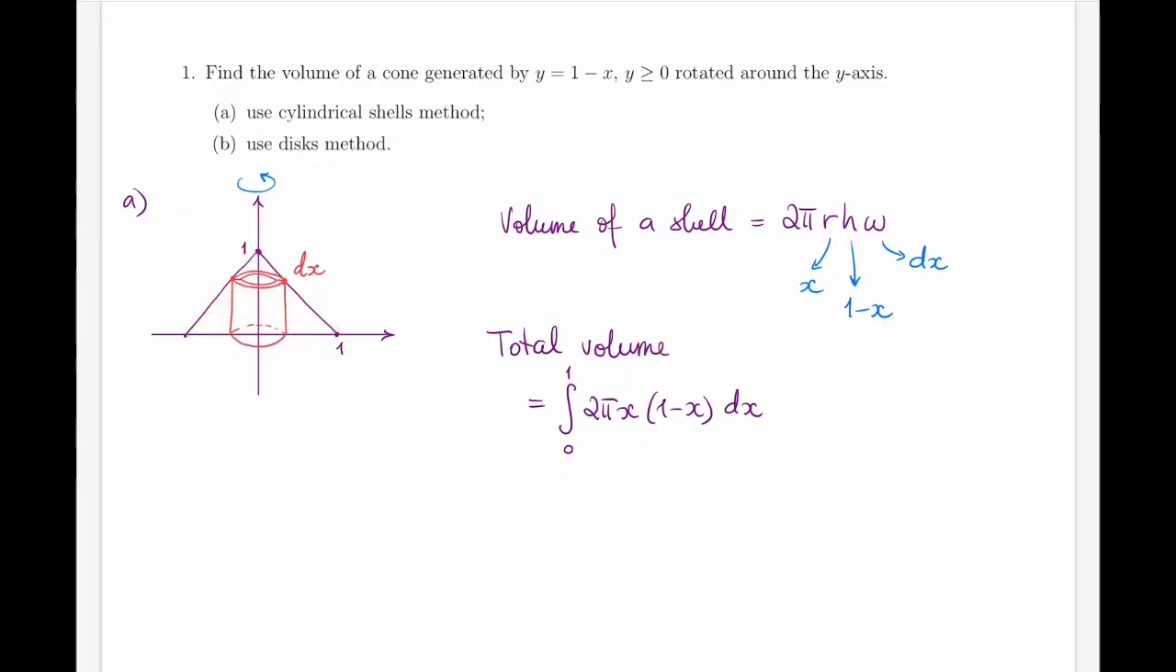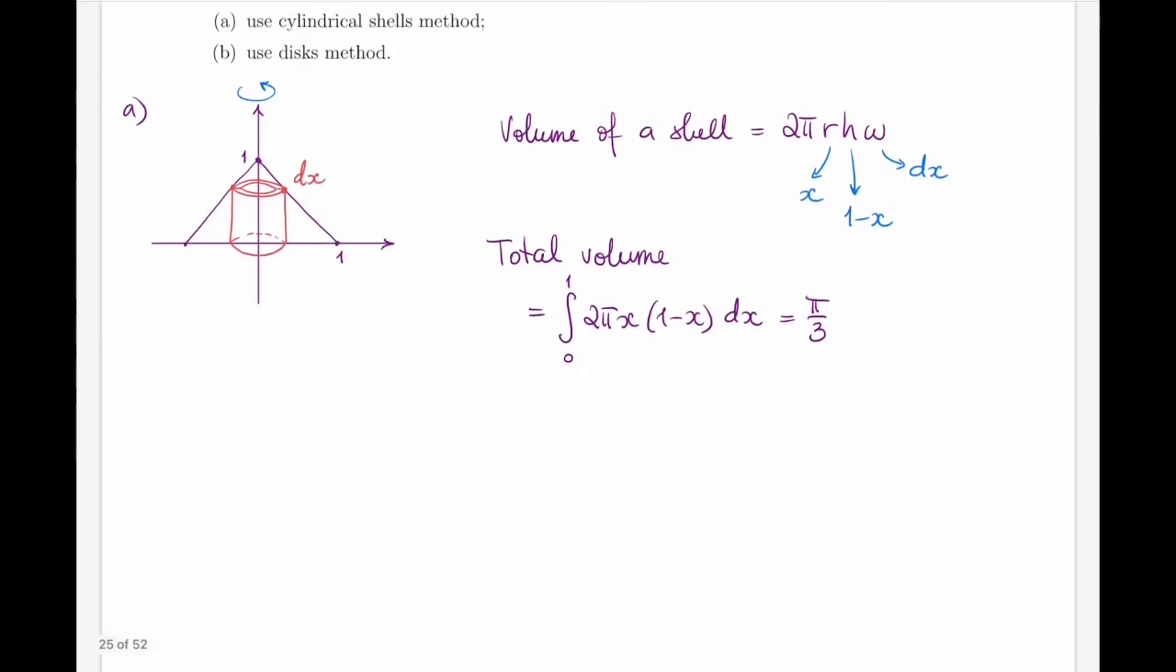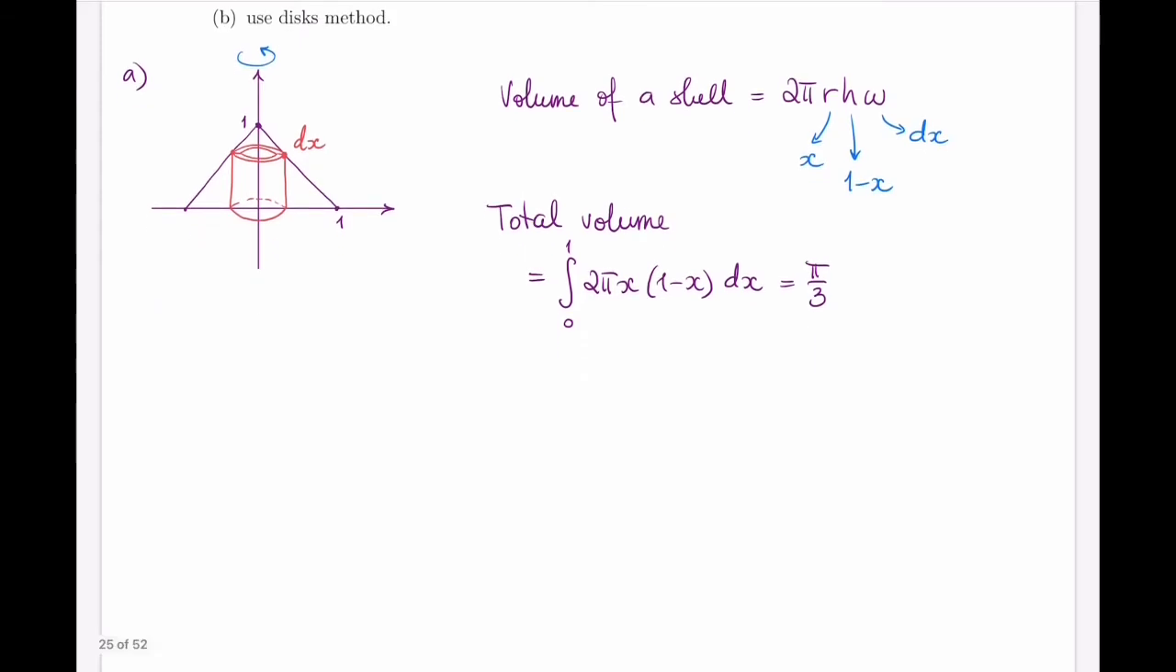Now, if we compute this, I do believe the answer will be pi over 3, but make sure that you actually check over my calculations. Now, this is the cylinders method. Let's now compute the volume of the exact same shape using the discs method, just to see how different the setup will actually be.